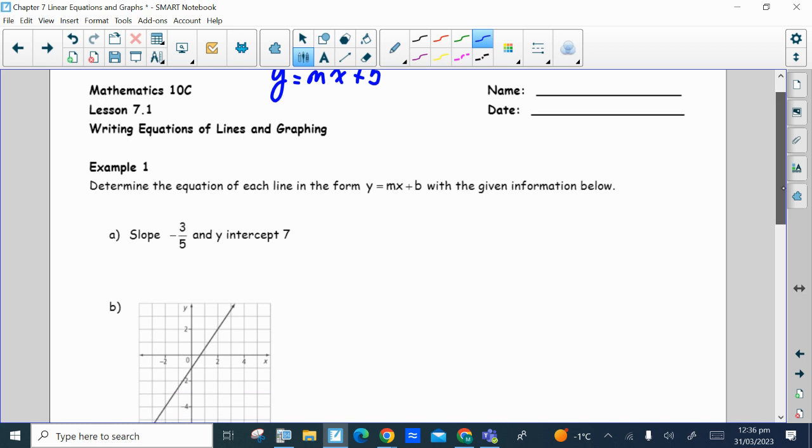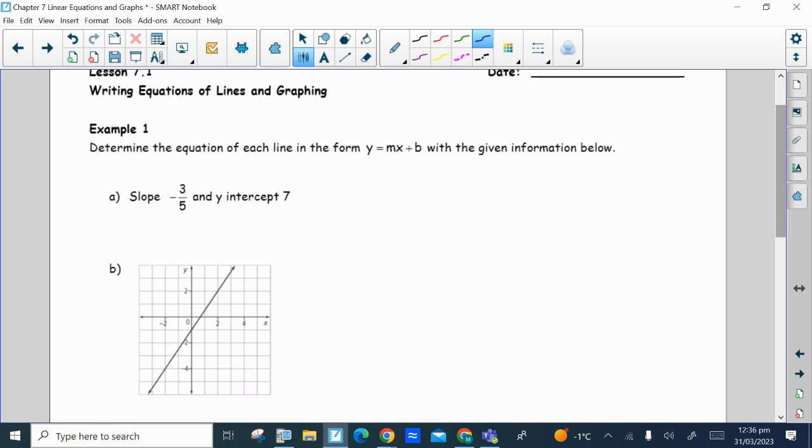So the first example says, write the equation of the line in the form y equals mx plus b with the given information below. The first one, you're given the slope and you're given the y-intercept. You're given those two things. So Olivia, what will the equation be? In y equals mx plus b form, what will the equation be?